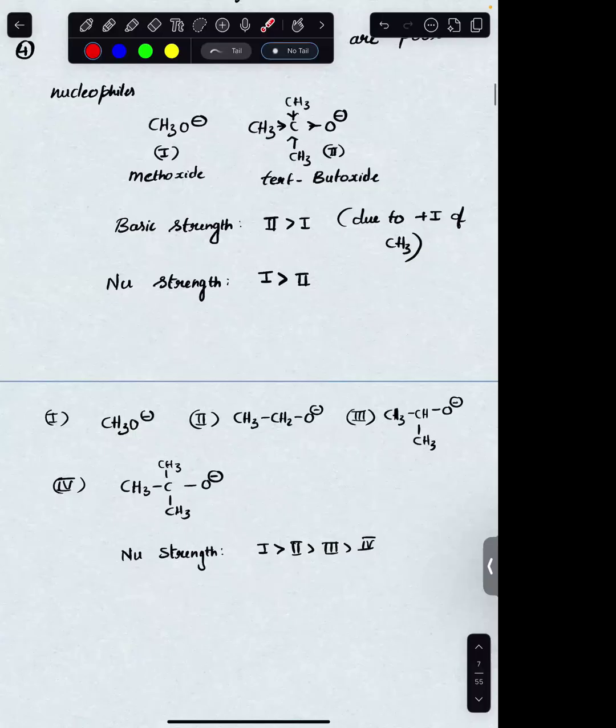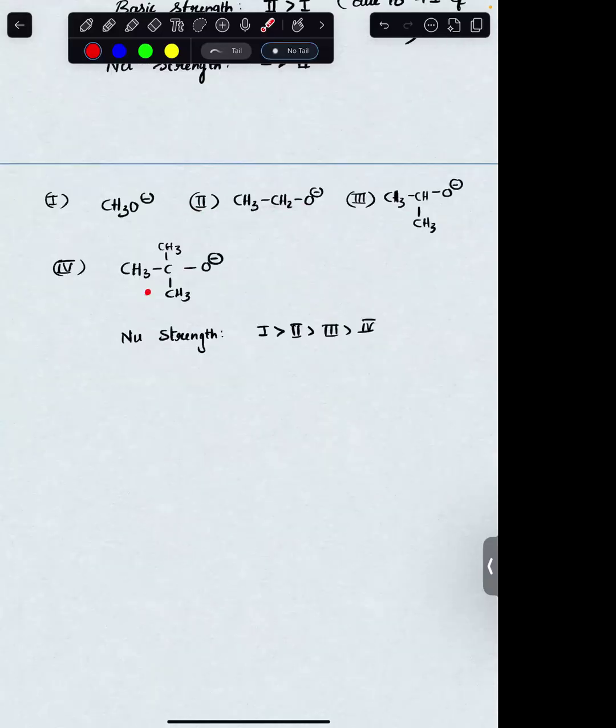This is the order of nucleophilic strength among these four bases. CH3O minus greater than ethoxide greater than isopropoxide greater than, okay, this is tertiary butyl, right? Fine.